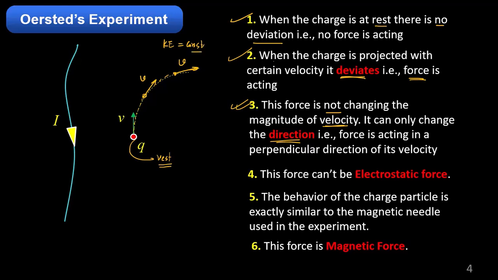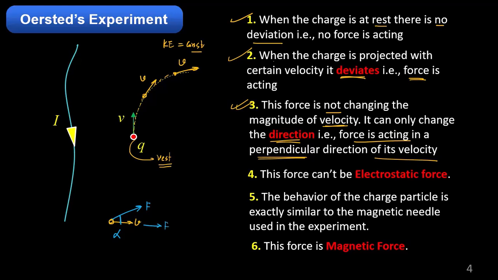Now this force must be acting in a direction perpendicular to the direction of the flow. If the force acts at an angle other than 90 degrees, let us say there is a particle moving with a velocity v in this direction, and I apply a force making an angle not equal to 90 degrees with that, say alpha, then a component of the force will come along this direction.